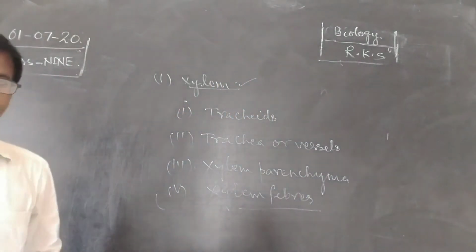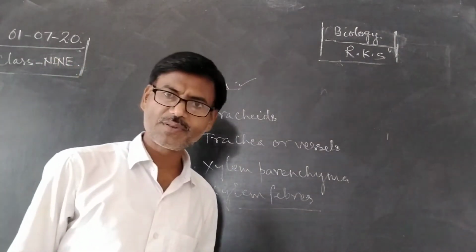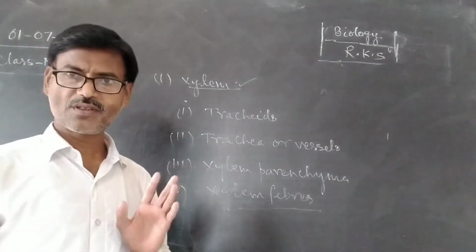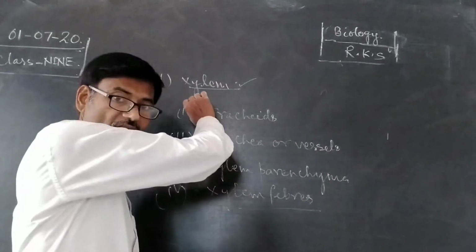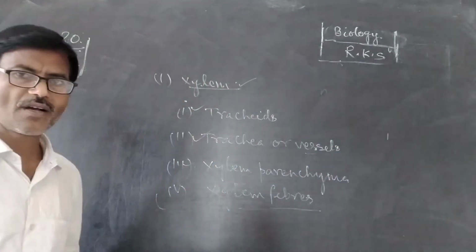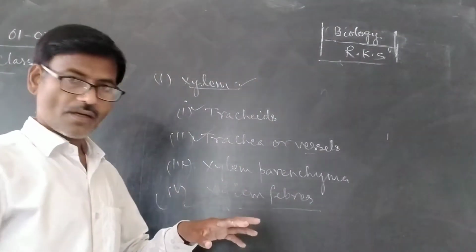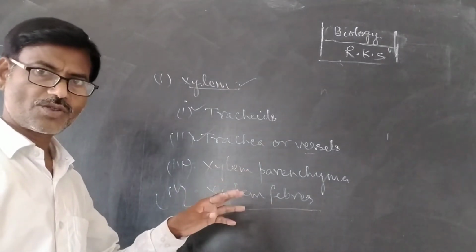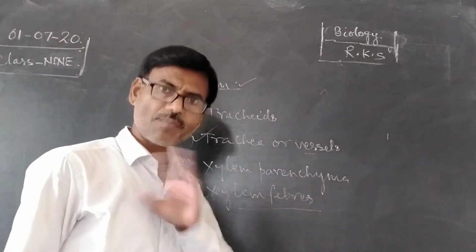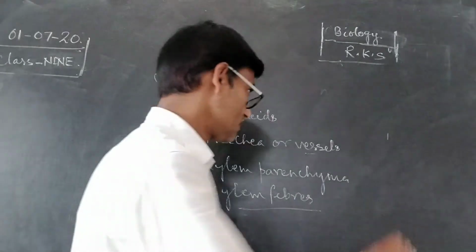Xylem is a complex permanent tissue concerned with ascent of sap. It consists of four types of cells. These are tracheids, trachea or vessels, xylem parenchyma, and xylem fibers. The second conducting tissue, phloem, is also made by four cellular components. So what are the components of phloem? Let's see.